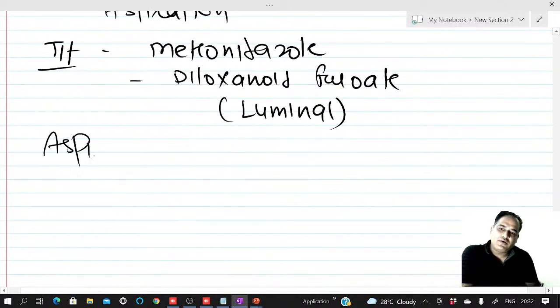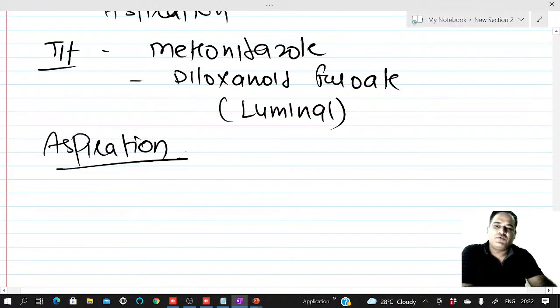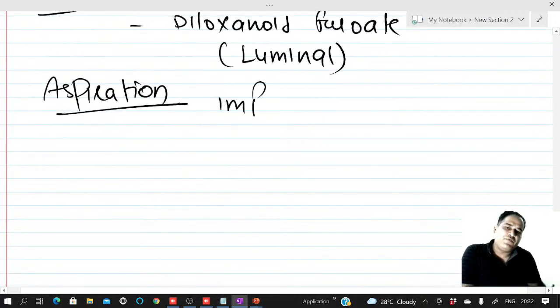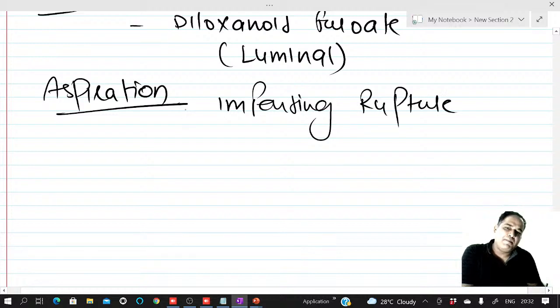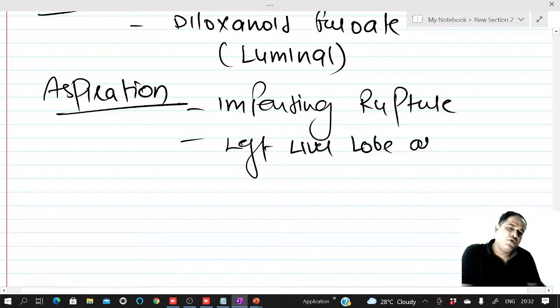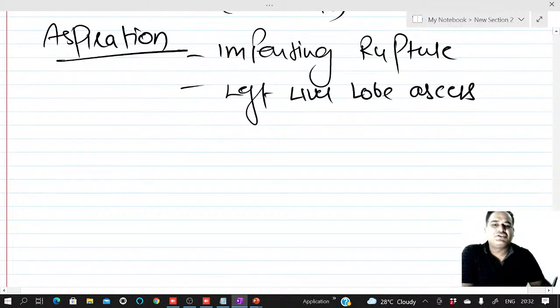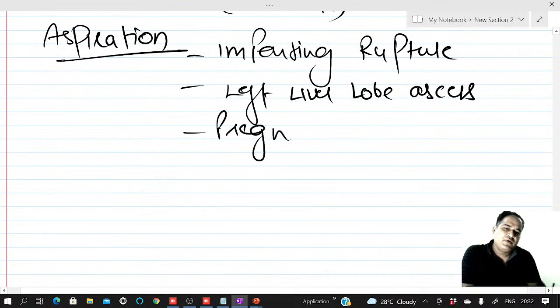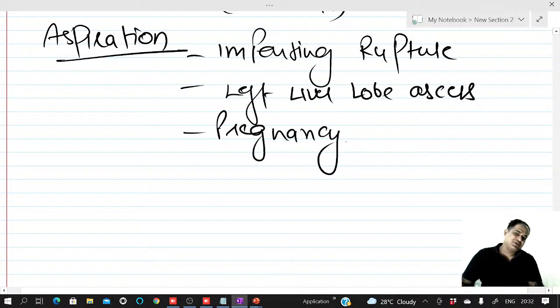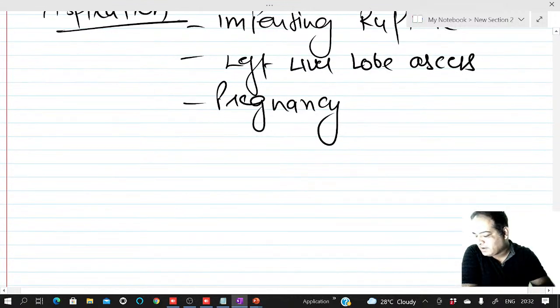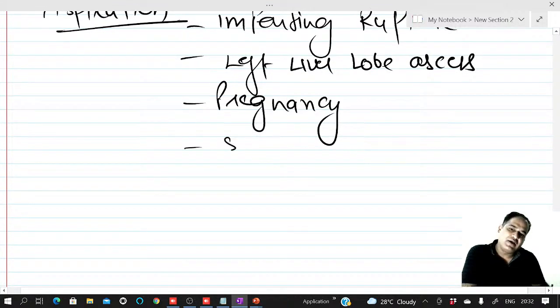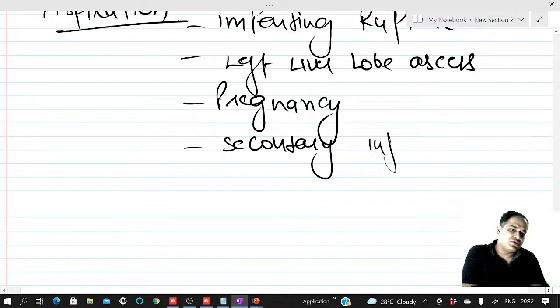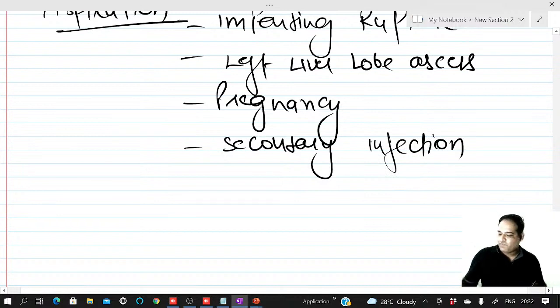Now, we are going to do aspiration if there is a big liver abscess with impending rupture, if there is a left liver lobe abscess, because important structures are nearby, if the patient is pregnant, because here you cannot use metronidazole, or if the patient has clinical features of secondary infection.